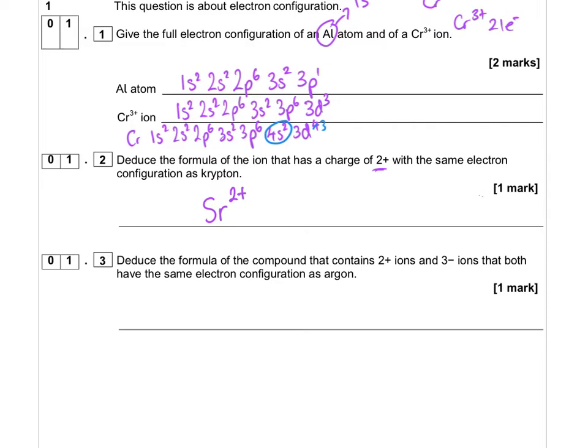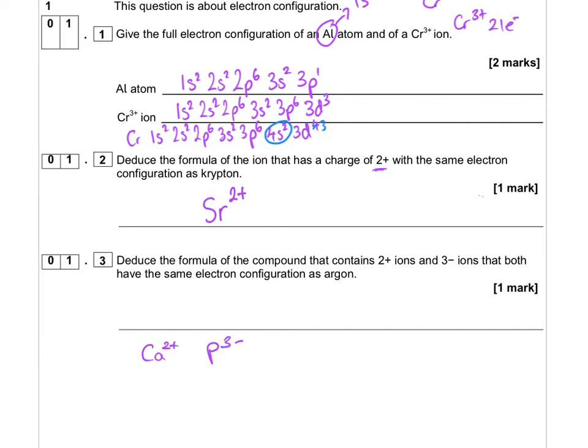Deduce the formula of the compound that contains a 2+ ion and 3- ions that both have the same electron configuration as argon. Okay, so if we have a look for the 2+ one, we want to count on 2 elements after argon because it's lost 2 electrons. So we're going to have the calcium ion, and 3- will have gained 3 electrons. So that's going to be 3 before, so it's 1, 2, 3. So that's going to be the phosphorus 3- ion.